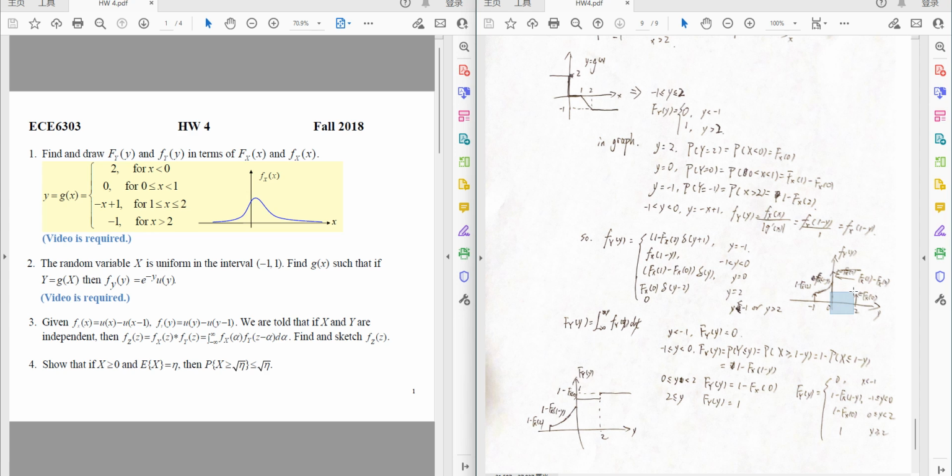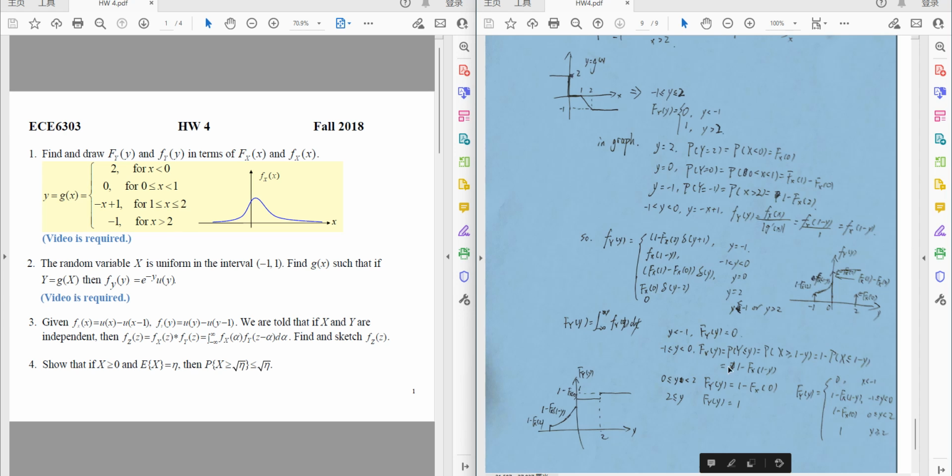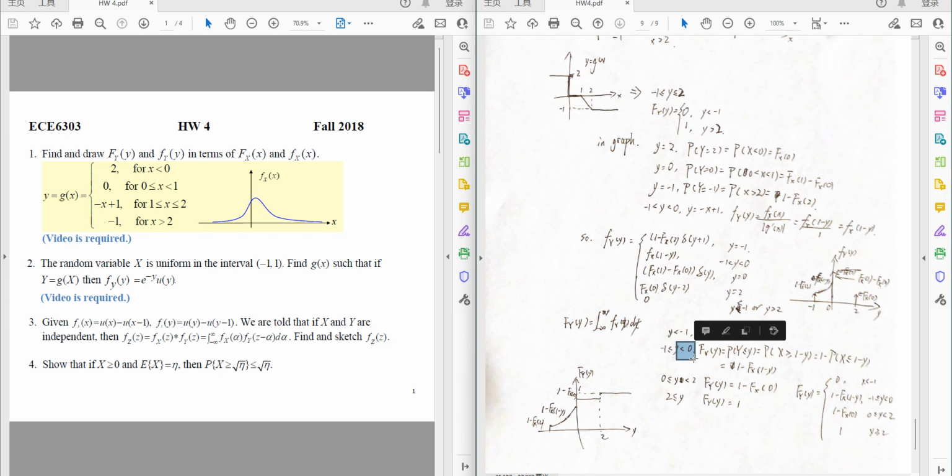Y between 0 and 2, there is no density function, so we don't need to calculate anything. We just know the mass function at the last point is 0, so we can use this. The whole mass function is this, and we draw it.